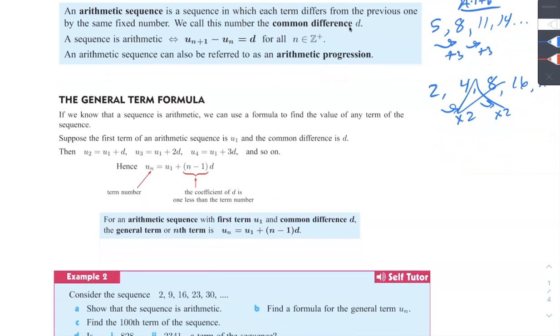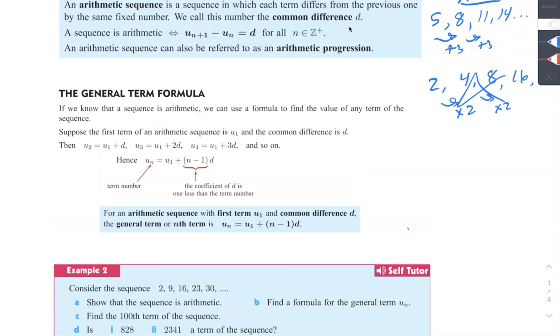Now, when it's an arithmetic sequence, that means we're adding or subtracting the same thing each time. We have a general formula for that right here. This is the general term of an arithmetic sequence. It will be in your formula sheet. You do get to use it. But let's break down what everything means.